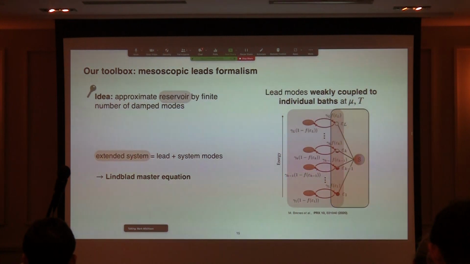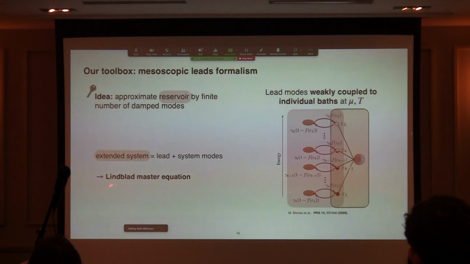Now, we can make a cut through the system after the lead node, so to speak, and define an extended system which is now comprised of all the lead nodes and the system nodes, so everything that's in this orange box. Because these lead nodes are only weakly coupled to individual baths, we can use a very familiar tool, namely the master equation, to describe the evolution of the density matrix of the full extended system as a function of time.